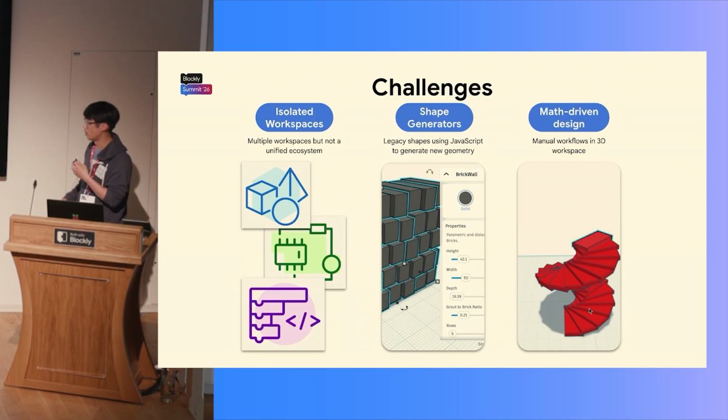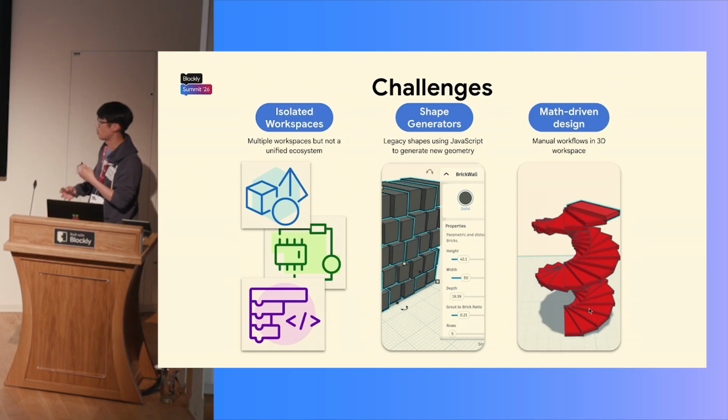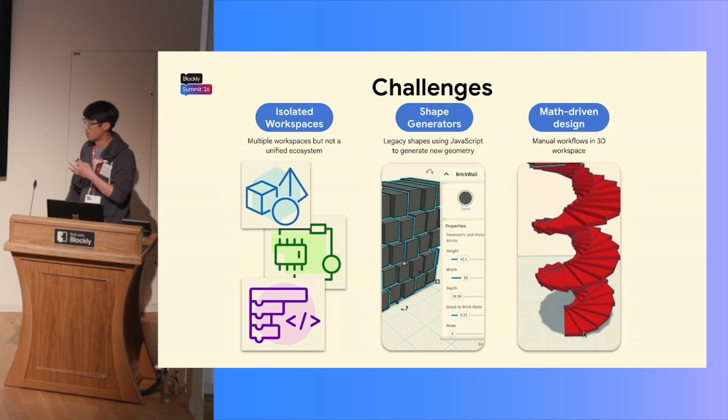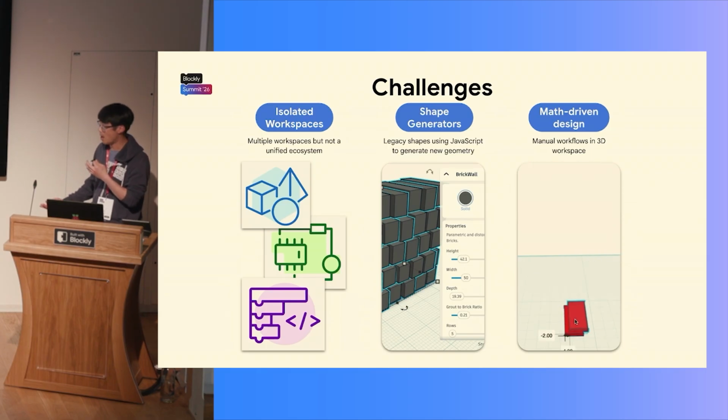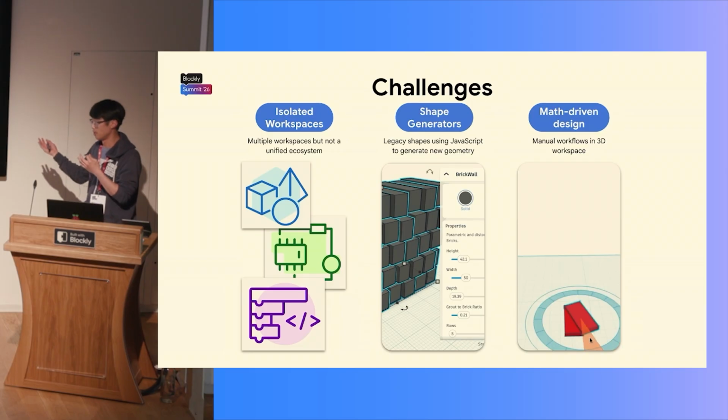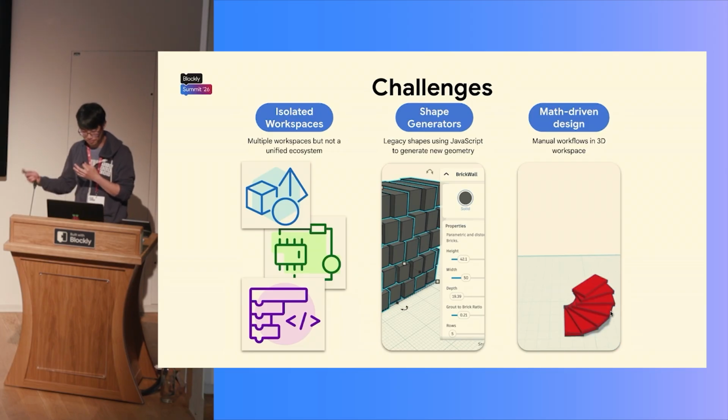But what if you wanted to adjust the length of the stairs or the radius of that spiral? You kind of have to do it all over again. What if you could just change one parameter and then instantly see what that creates?